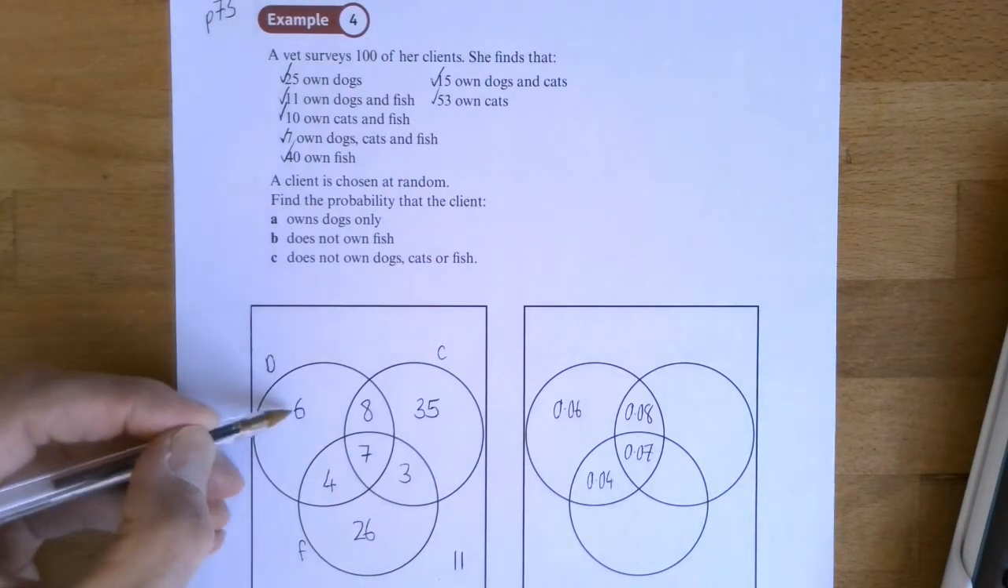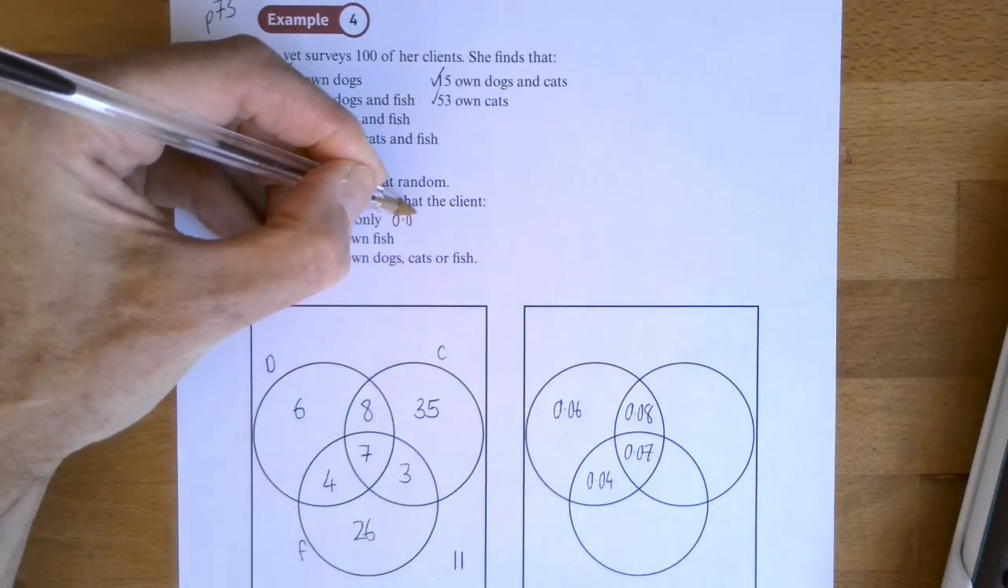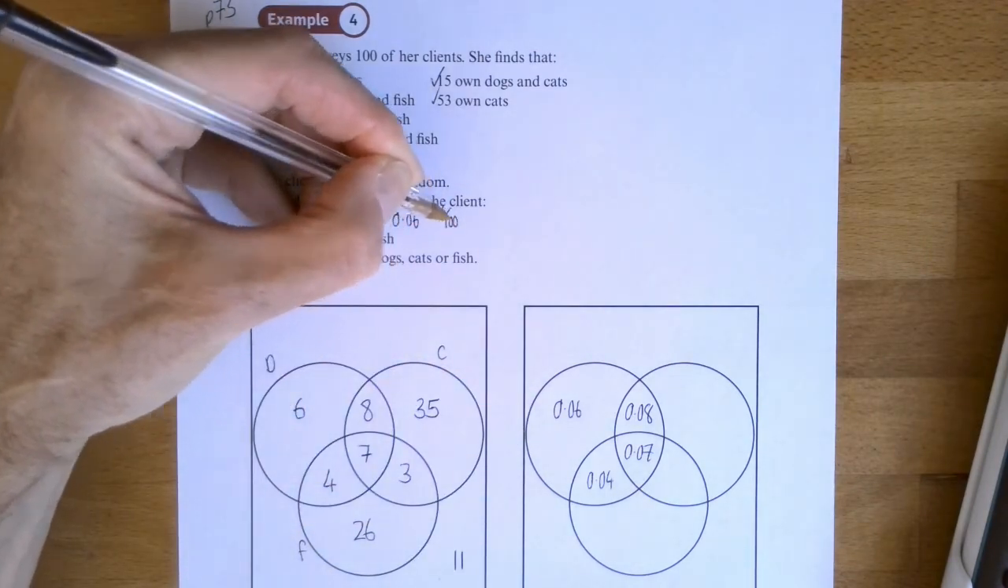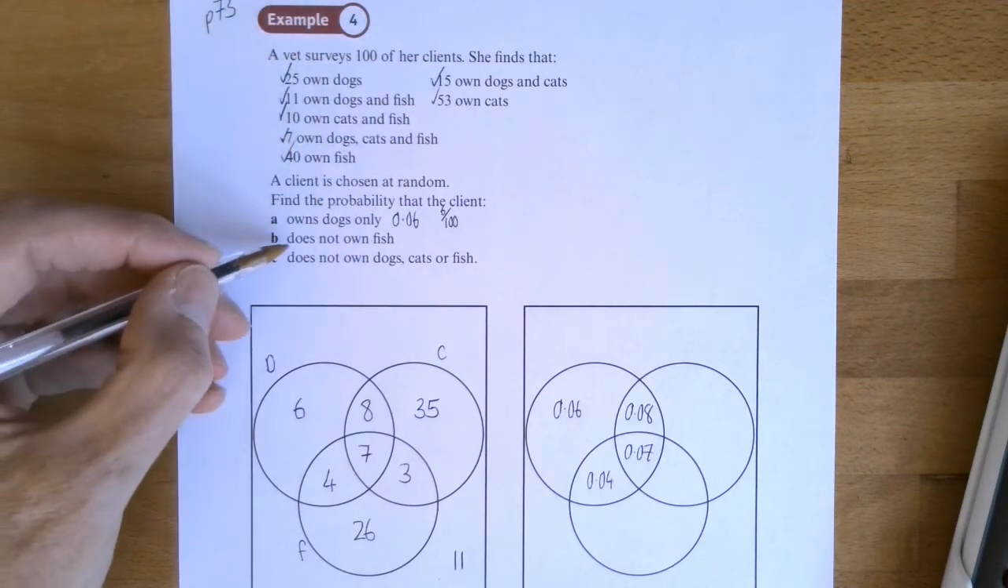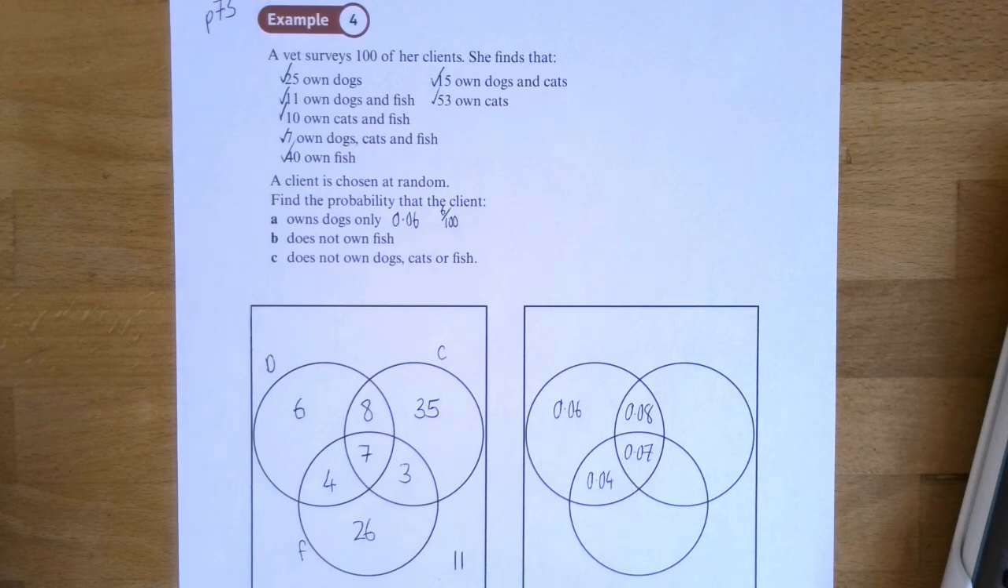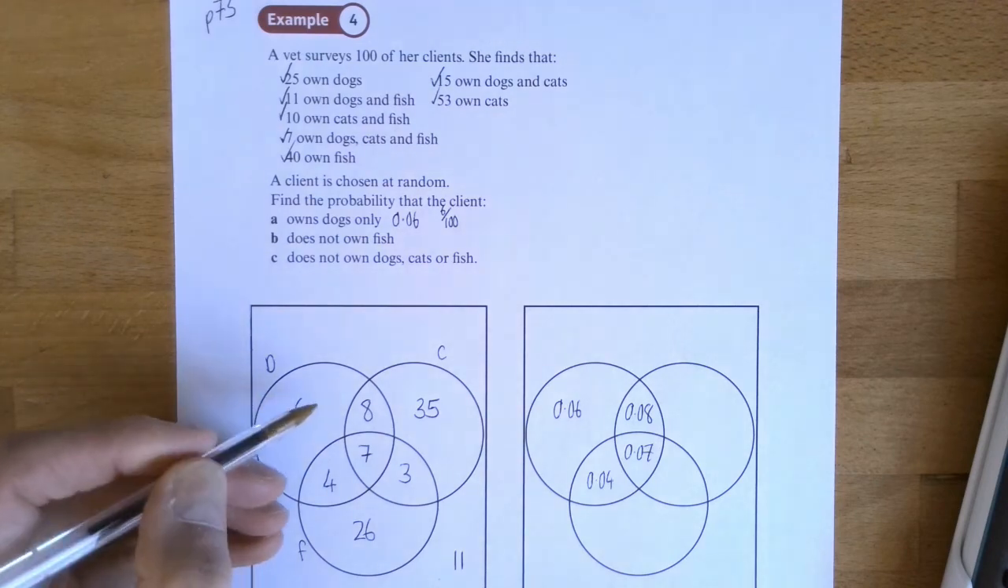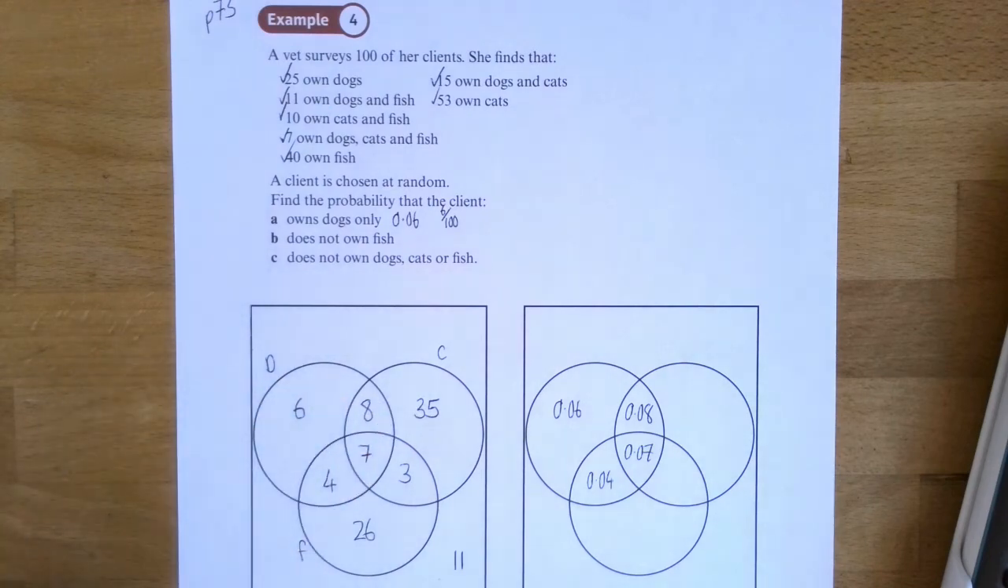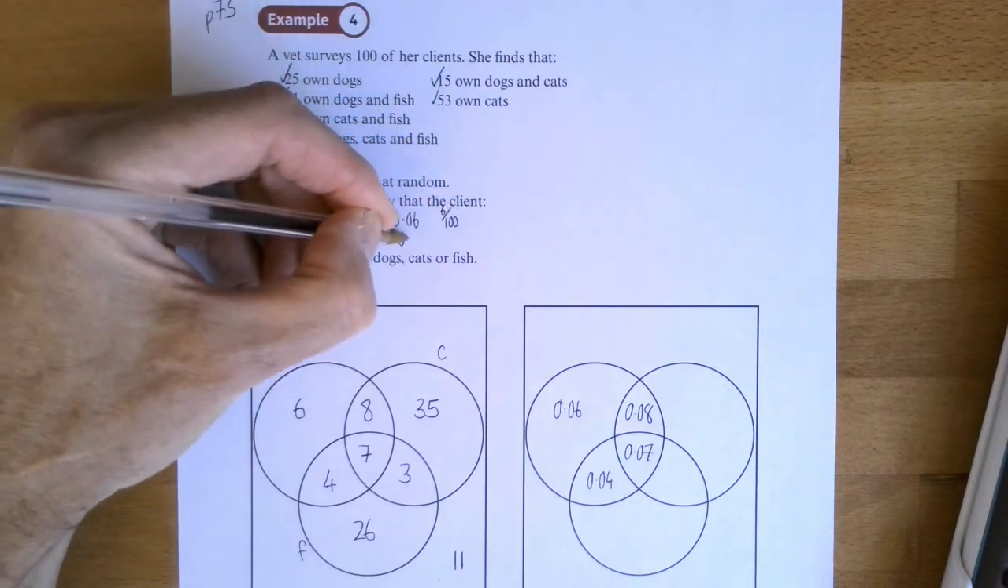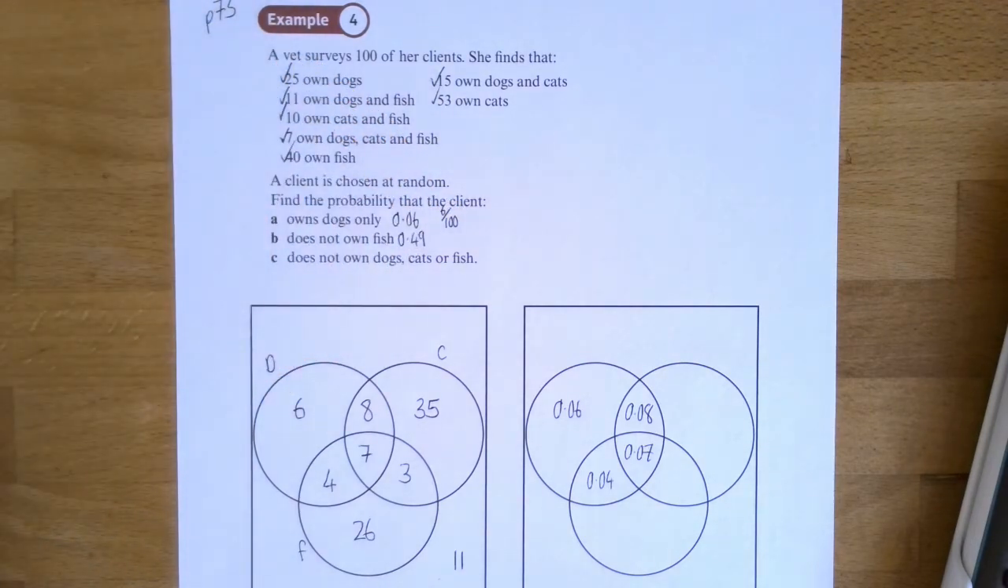Probability that owns dogs only, 0.06, or perfectly okay to say 6 out of 100, as long as you remember to cancel that down. Does not own fish. So does not own fish, that's these 6 here, these 8 here, and these 35, so 6 plus 8 plus 35 is 49, so that's 49 out of 100, 0.49. Does not own dogs or cats or fish, so that's our 11 people here, 11 out of 100, 0.11, and that's that.